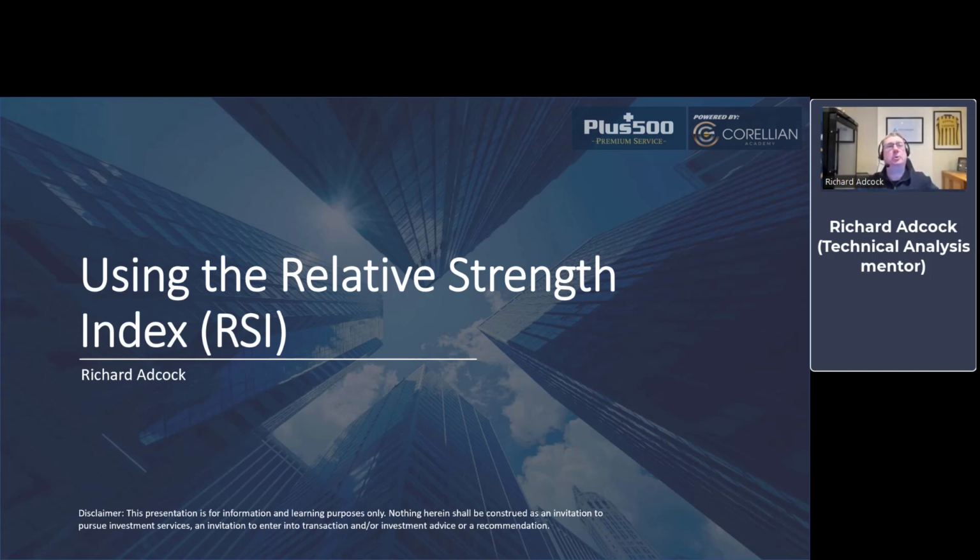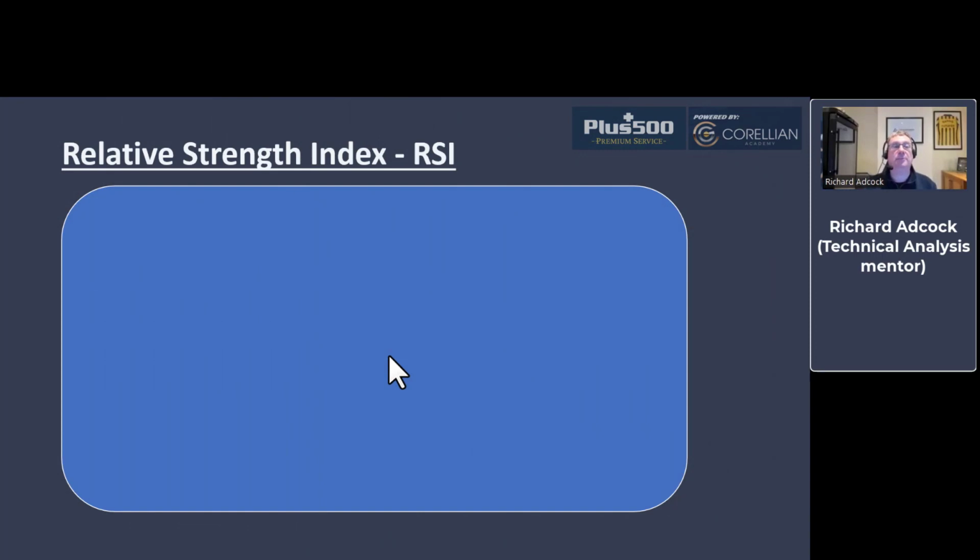This week, I want to talk about a technical indicator that's available to you on the Plus500 charting system, and that's the Relative Strength Index, or the RSI. And the RSI is basically a momentum-based indicator. It highlights similar sort of activity as we do with some of the other momentum-based indicators like slow stochastics, for instance, that we've looked at previously.